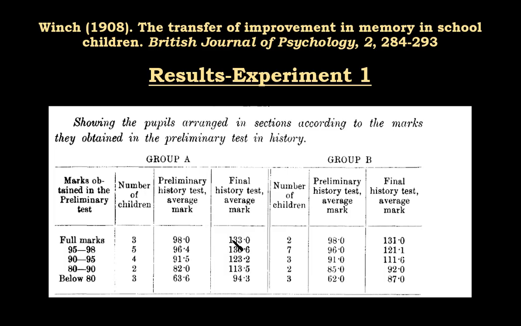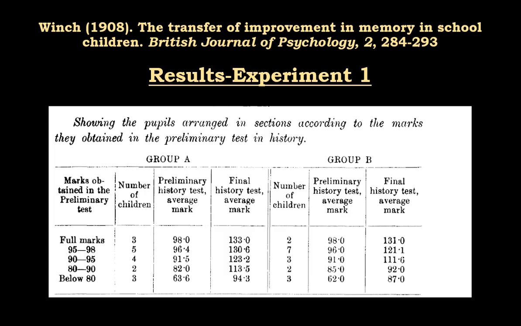In this category, the performance in the final test was 133 on average against 131, 130 against 121, 123 versus 111, 113 against 92, and 94 against 87. So in all the categories, the average is better. But he provided a very arbitrary way of dividing the two groups.